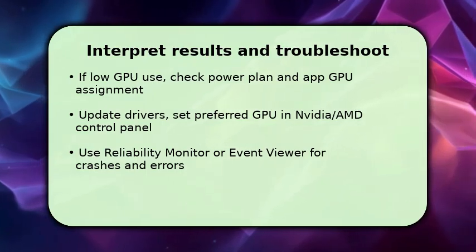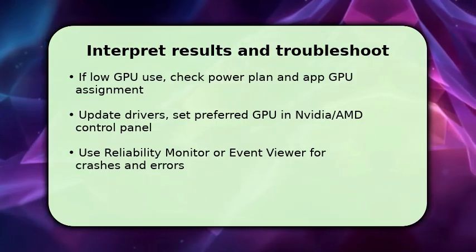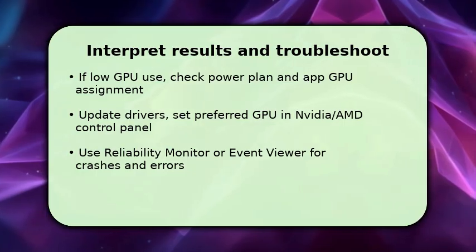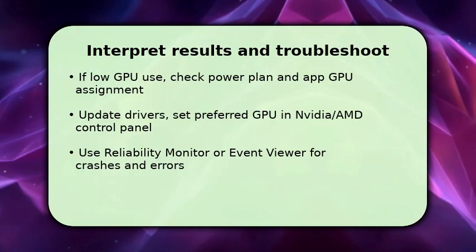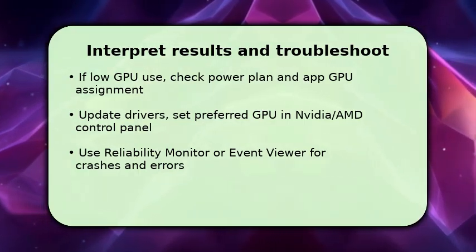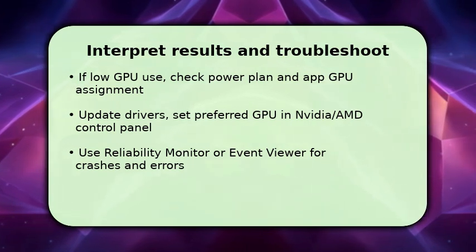If results are unexpected, make sure the system power plan is set to high performance and the app is assigned to the discrete GPU in Windows graphics settings or your GPU control panel. If problems persist, update drivers, check for thermal throttling, and use Event Viewer or Reliability Monitor to find errors that explain crashes or poor performance.